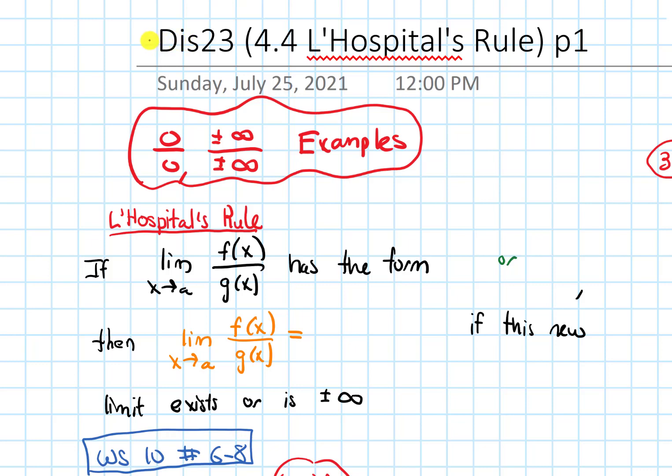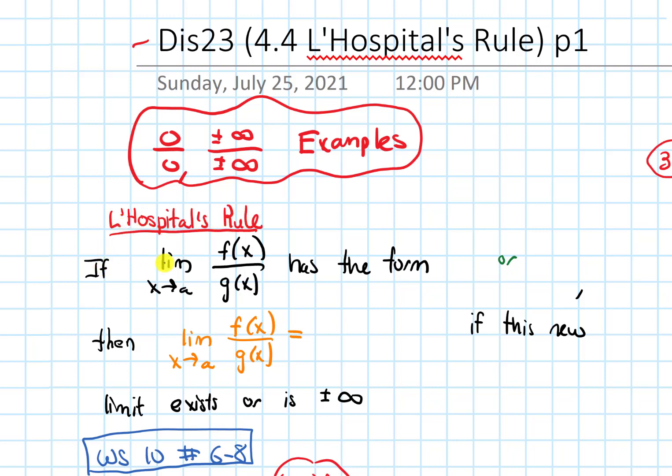Welcome to discussion 23. In today's discussion, we'll focus on section 4.4 on L'Hopital's rule. And in this video, we'll do some examples involving 0 over 0 or infinity over infinity indeterminate forms. So I want to begin by recalling what L'Hopital's rule says.